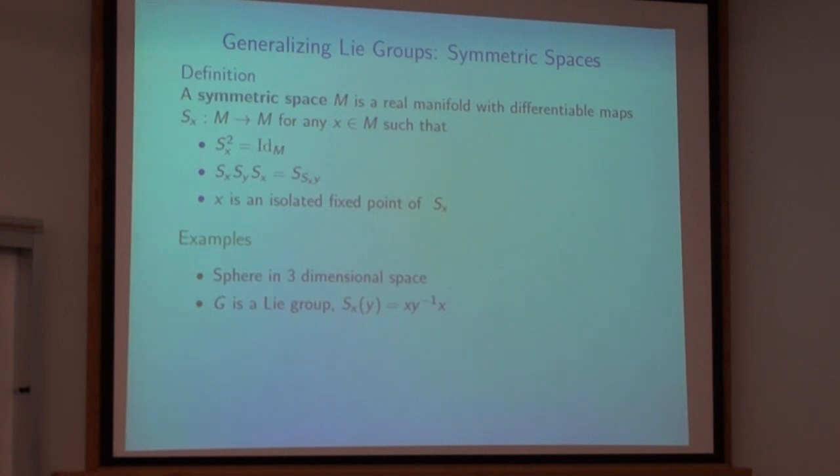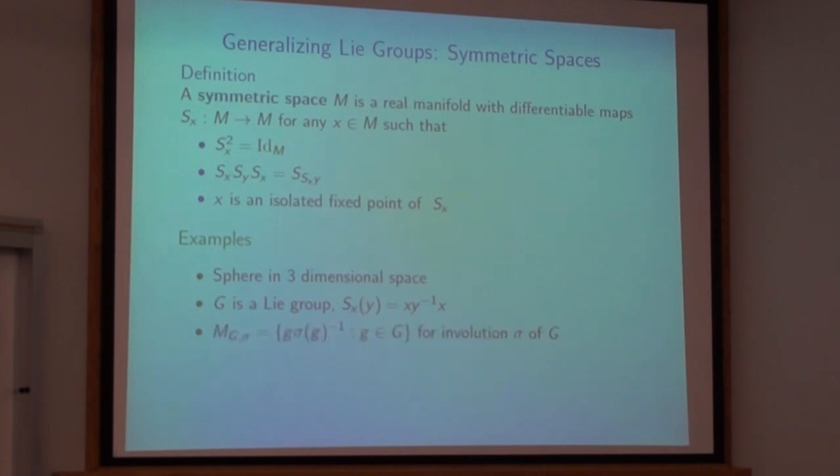Makes sense more together with this example. If you start with any group and you define a symmetry at every point x in this way, you get a symmetric space. So every Lie group is a symmetric space, but not vice versa, as the first one shows.